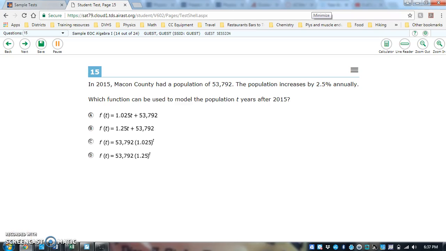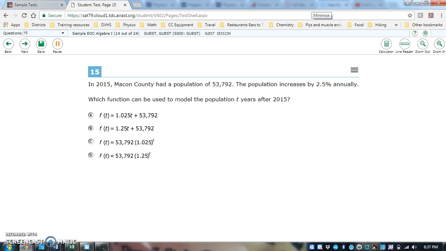All right, 15. We're told that Macon County had a population of 53,792 in 2015. The population increases by 2.5% annually. What function can be used to model the population T years after 2015? Well, when we're told that our growth is by percentages, we're looking at basically exponential functions, multiplicative growth. So A and B automatically are eliminated. Those are linear functions.